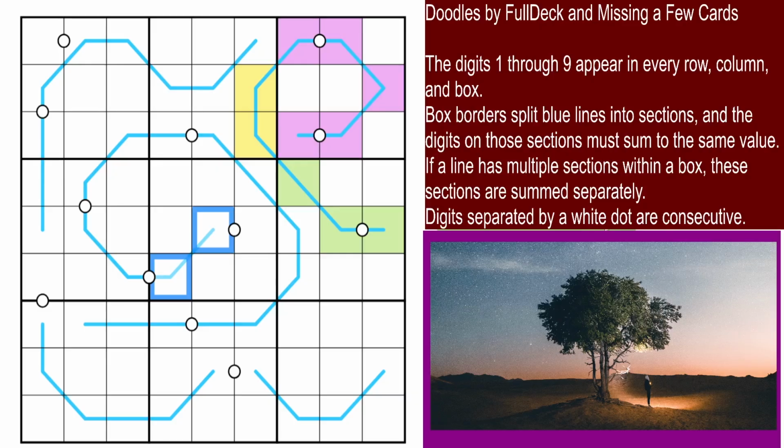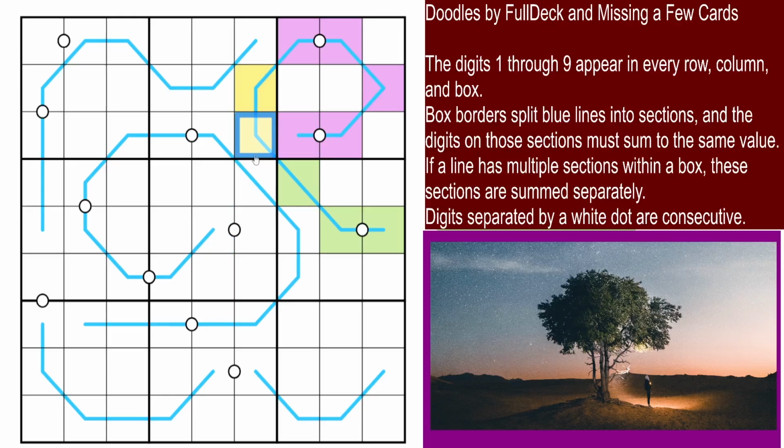Consecutive pairs: digits separated by a white dot are consecutive. I see these white dots. Yeah, there is a vertical white dot also. The digits around a white dot should be such that one digit is either one less or one more than the other. In simple terms, they should be consecutive. So if there is a 3 here, then this must be between 2 and 4. You cannot have any 5 or 6 or anything, or even 1, because those are not consecutive to 3. So these should be consecutive neighboring digits. So yeah, that's it.